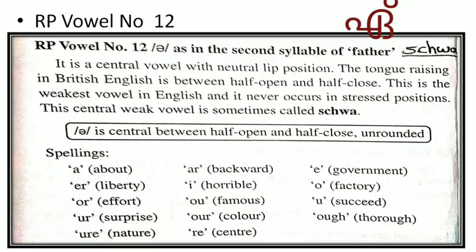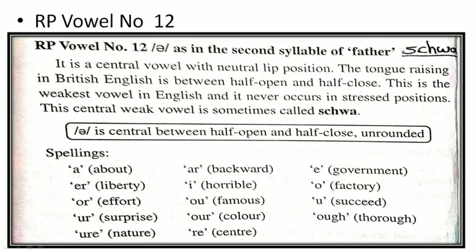Vowel number 12, the last and final pure vowel, as in the second syllable of father. It is a central vowel with neutral lip position. The tongue position in British English is between half open and half closed. This is the weakest vowel in English. It never occurs in stressed positions. This central weak vowel is sometimes called schwa.